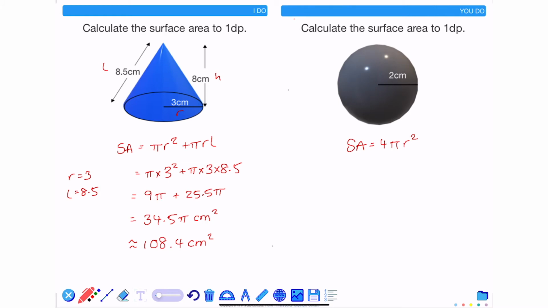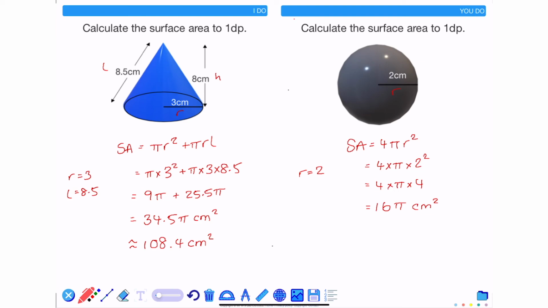R is the distance from the centre of the sphere to the outside. So knowing that r is equal to 2 and substituting it into the formula gives 4 times pi times 2 squared. 2 squared is 4, and 4 times 4 gives the answer 16 pi centimeters squared. This is the surface area in terms of pi.